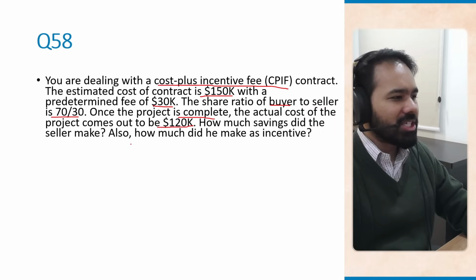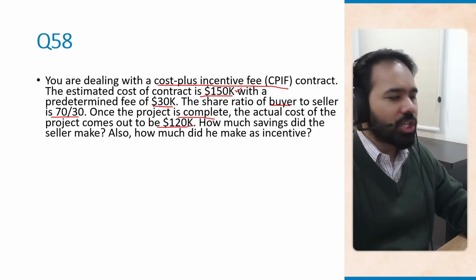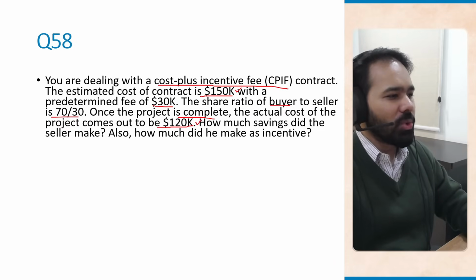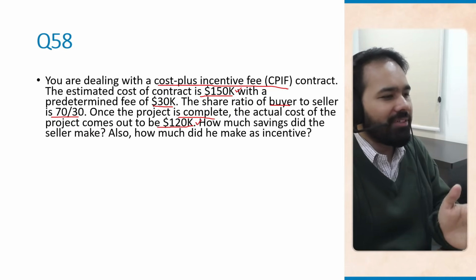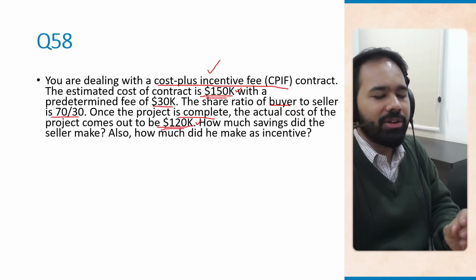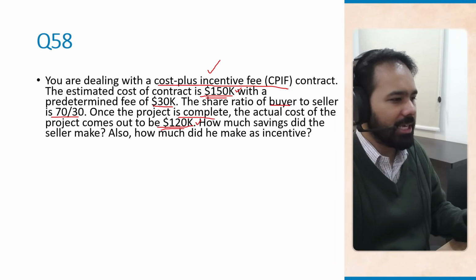The first thing is you look at the target cost and the actual cost. The target cost here is 150K. The actual cost here is 120K, right? So there you have it. You have a savings of 30K right there, right? So it was a cost plus incentive fee contract. The estimated cost was 150, the actual cost was 120. So right out of the gate you have a savings of 30K.